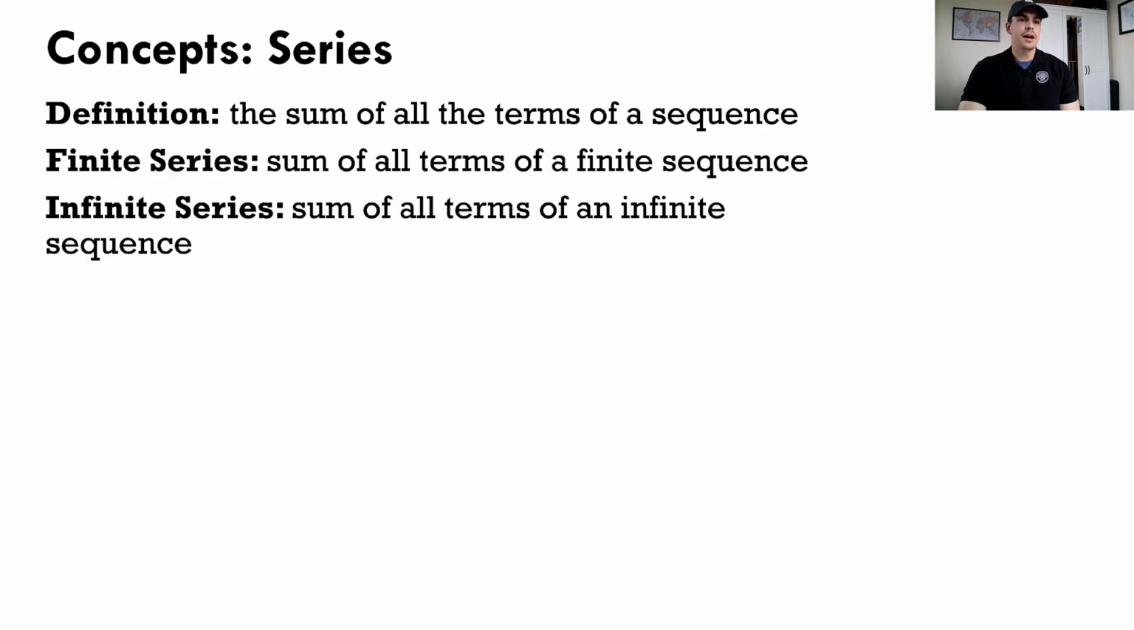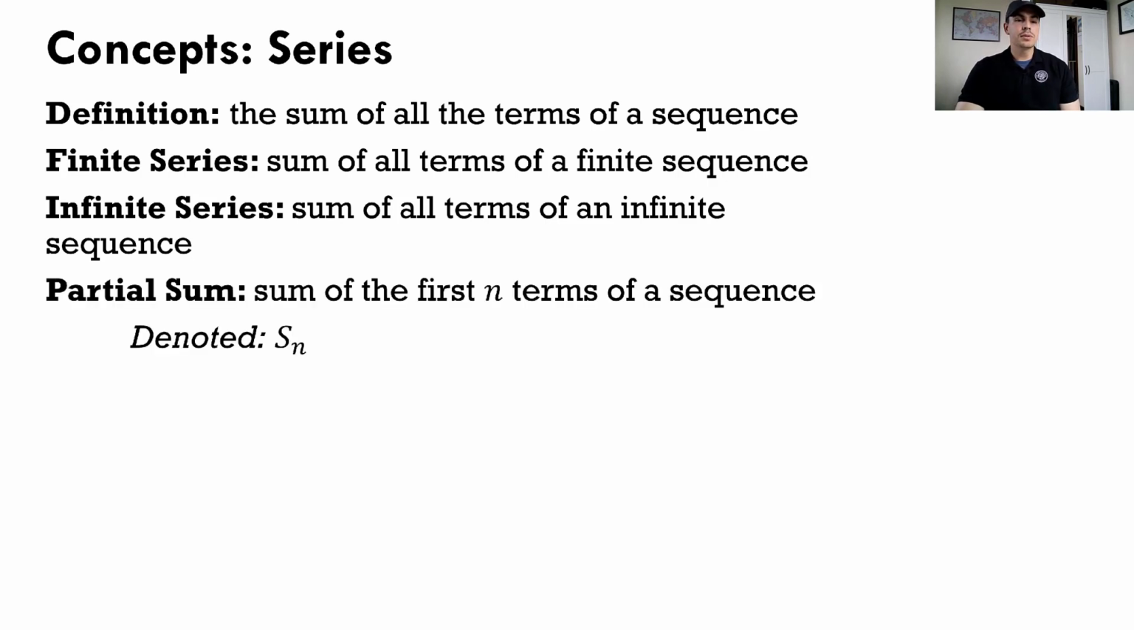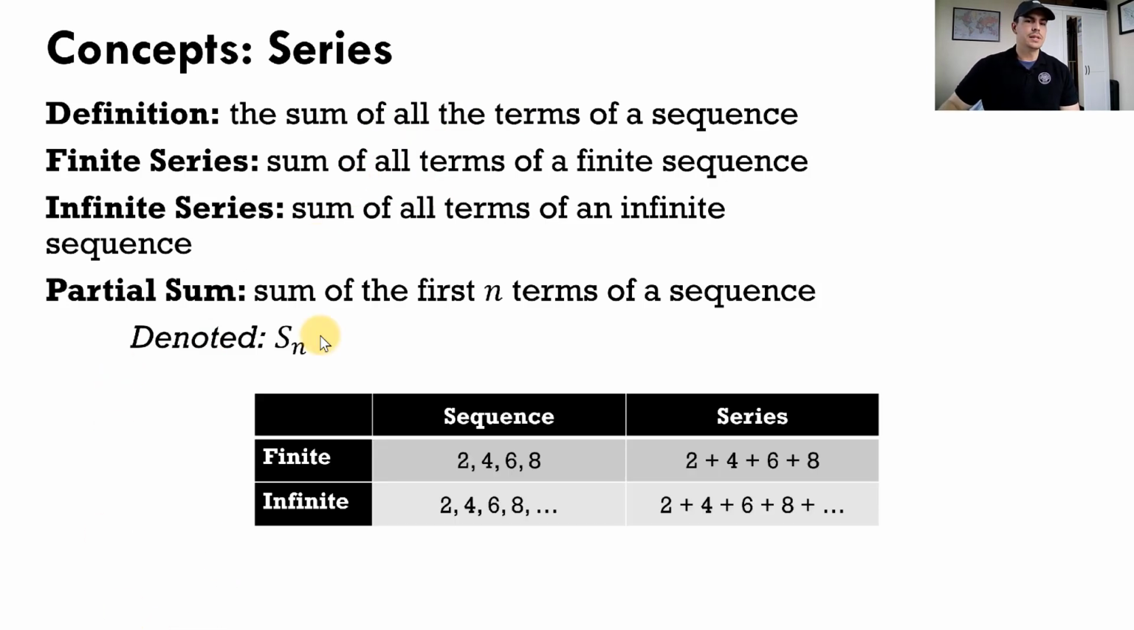So we have two kinds. We have a finite series or an infinite series. A finite series is just the sum of all terms of a finite sequence, and an infinite series, of course, is the sum of all terms of an infinite sequence. And we also have what's called a partial sum, and that is denoted as S sub n. So just a few examples here of the difference between sequence and series.